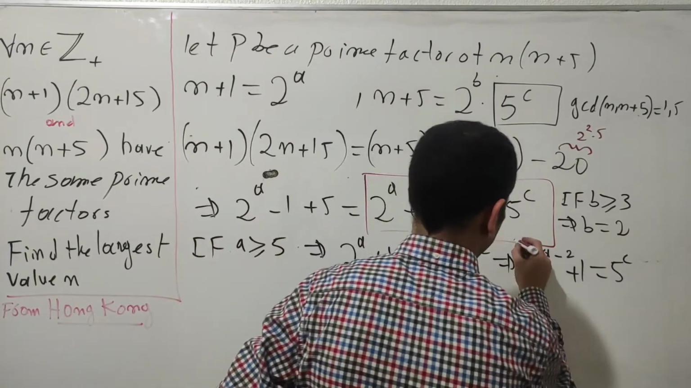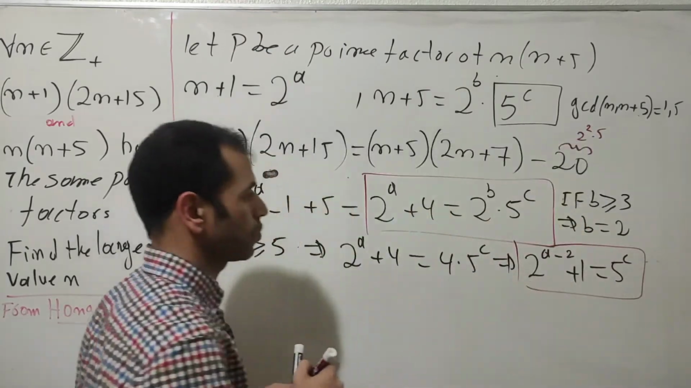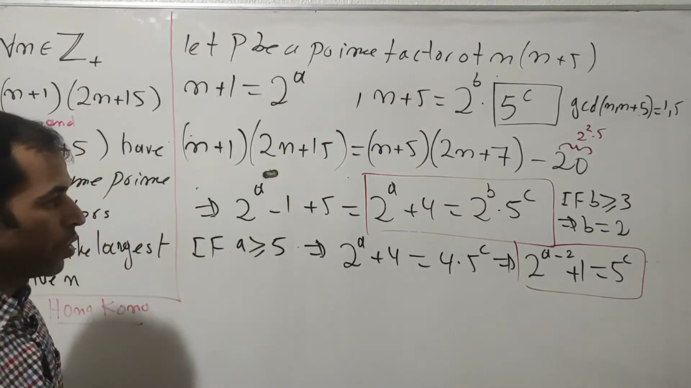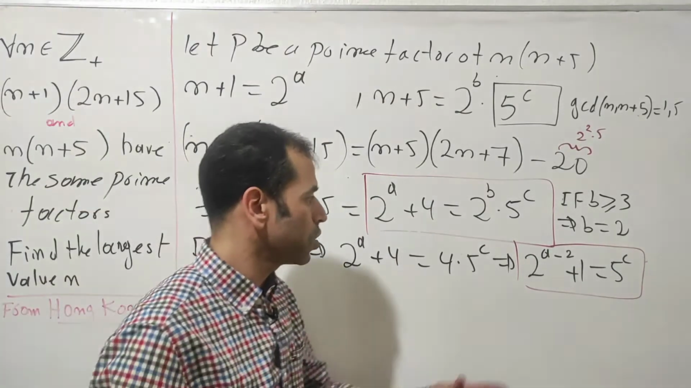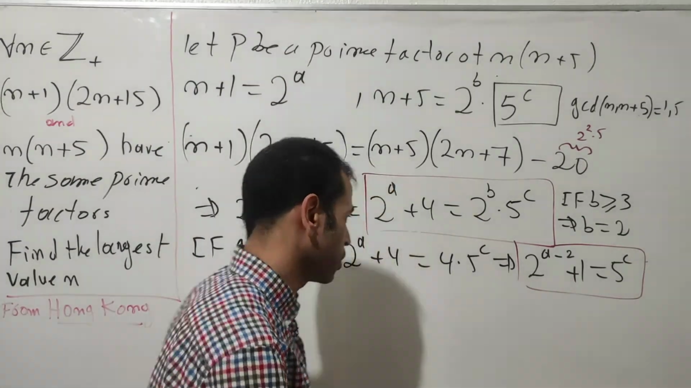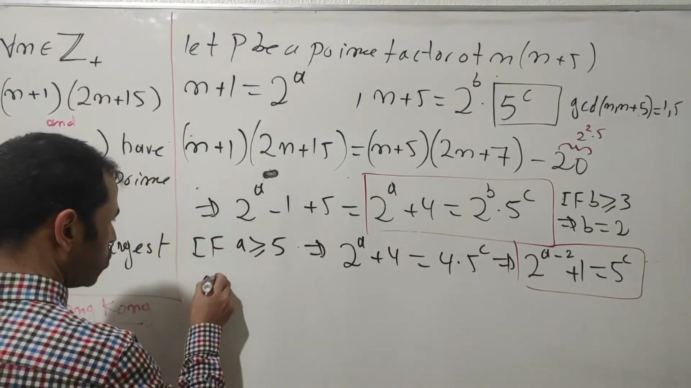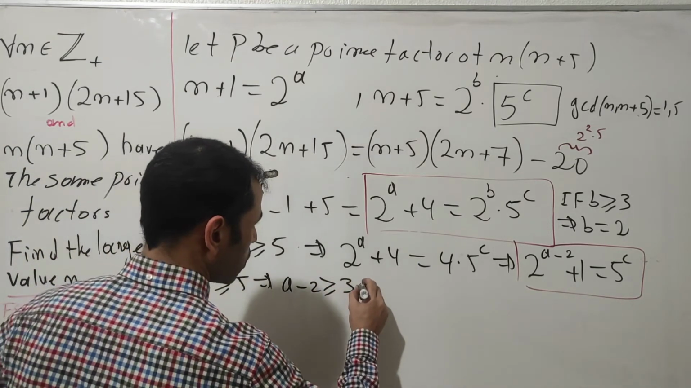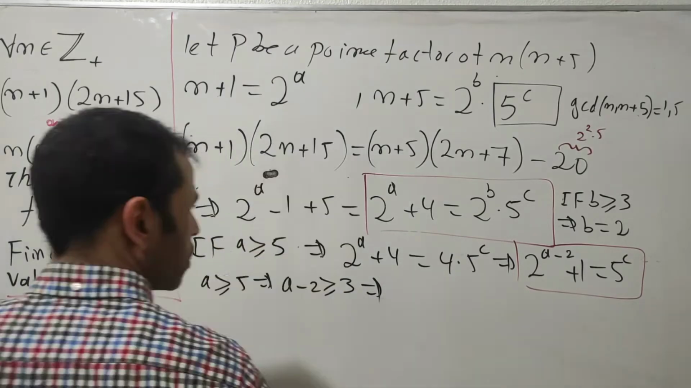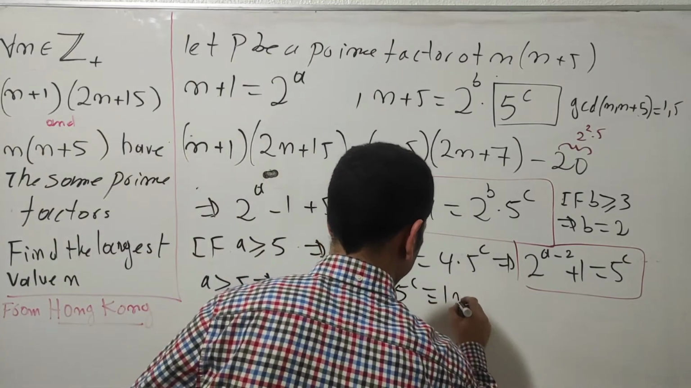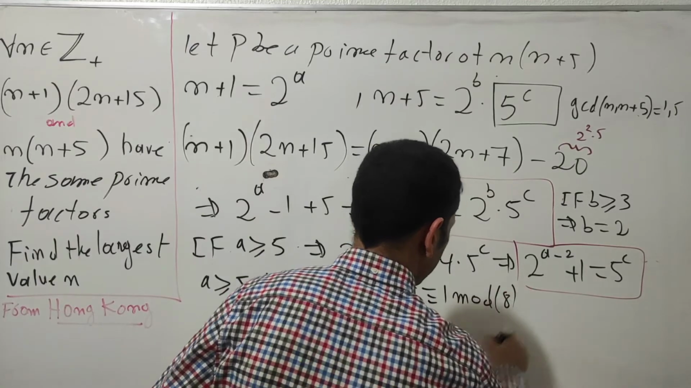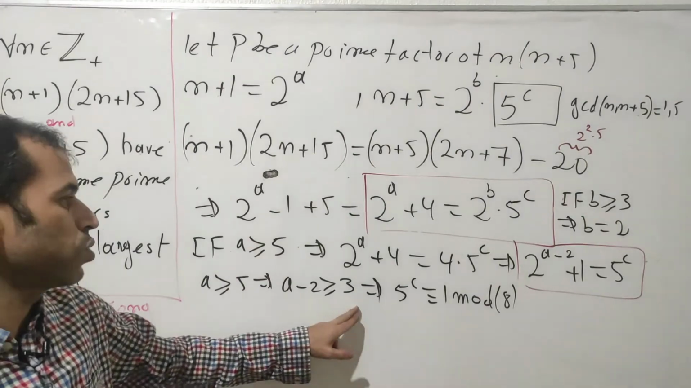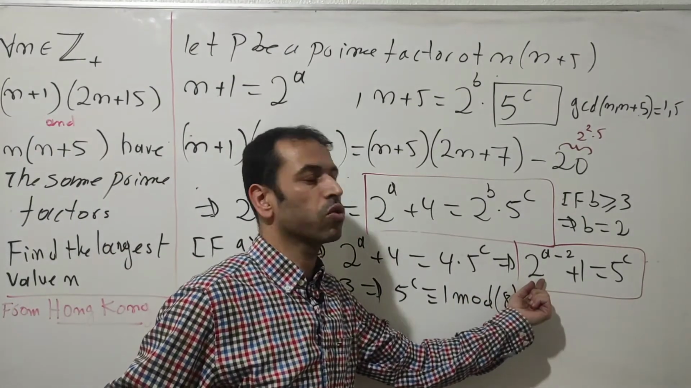So I have a nice reduced equation here. Now we need to determine a and c. So how to do that? It's more simple. I'm going to reduce the equation mod 8. So we get a bigger or equal to 5, which means a minus 2 is bigger or equal to 3, which means I get 5 to the c is congruent to 1 mod 8. Why? Because this one is 0. As we have a minus 2 bigger or equal to 3, this one will be 0 if you reduce it mod 8.